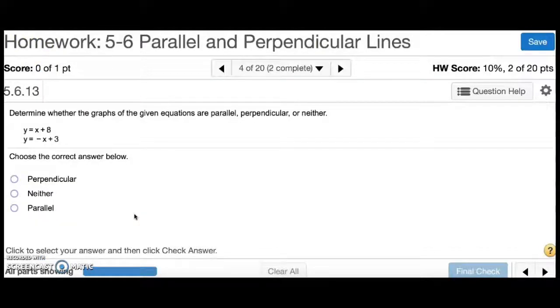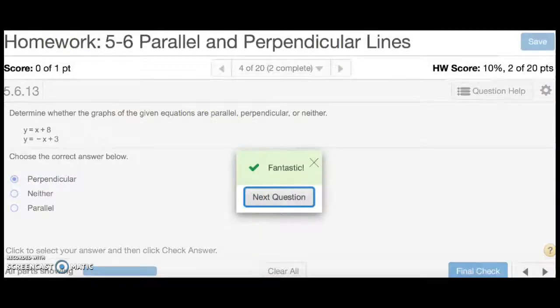Number 4. Determine whether the graphs of the given equations are parallel, perpendicular, or neither. Looking at the slopes of the lines, they're different, so they're not parallel, but they are opposite reciprocals. You flip one upside down, you'll get 1. Opposite means opposite signs, you'll get -1. So 1 and -1 makes it perpendicular. And that's the answer for number 4.